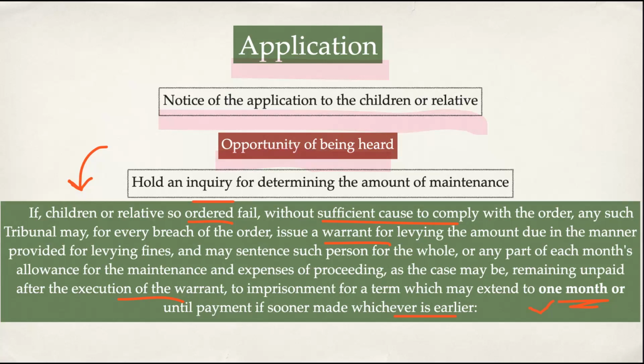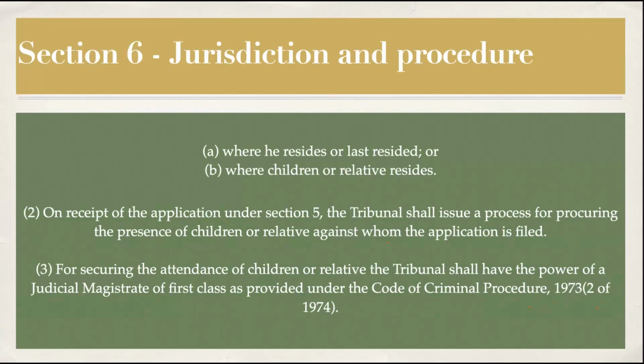Quickly moving forward and understanding another aspect, section 6 of the act deals with the jurisdictional aspect and the procedure, that is, where the application can be made. Section 6 states that proceedings under section 5 may be taken up against any children or relative in any district, point A, where he resides or last resided, or point B, where the children or relative reside. So there are two aspects: either where he resides or last resided, or where the children or relative reside.